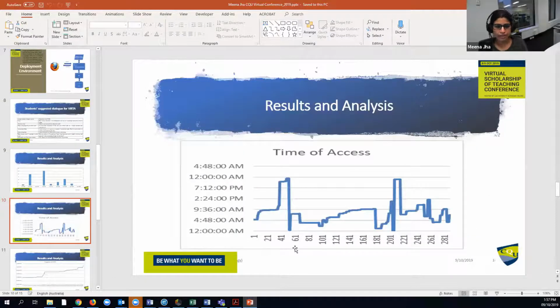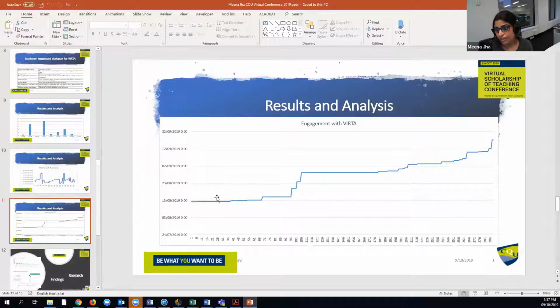Now the other thing that is very important to see in the outcome of hosting this VIRTA as a trial version is that students are accessing this at very odd hours when they require help. It is either 12 a.m., morning, evening, they are accessing VIRTA in the night, at midnight.